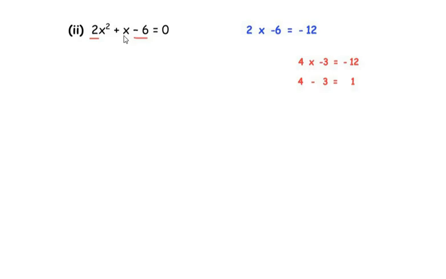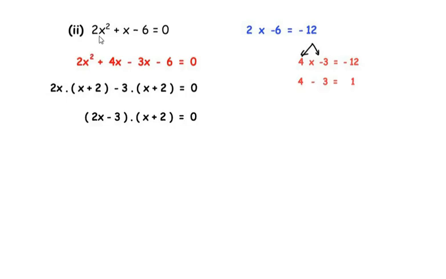that is positive 1. So the 2 factors we have already got over here, that is 4 and negative 3, because when you multiply 4 with negative 3 you get negative 12, and when you subtract 3 from 4, that is 4 minus 3, it gives you positive 1. So here our 2 factors are going to be 4 and negative 3.